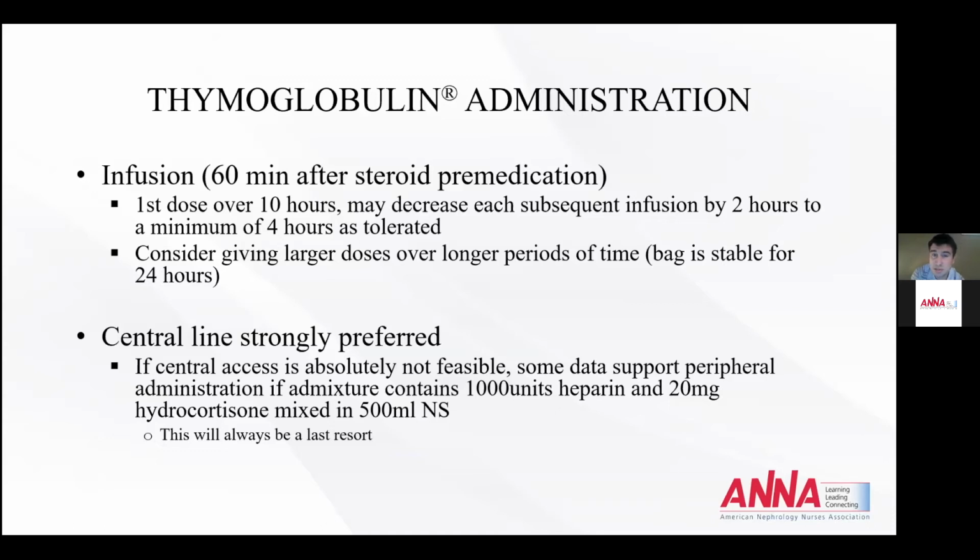You have to have a central line. I know they say you shouldn't, or there's ways to get around it if you look at the literature, but really we always place PICCs or have a central line to give this. So there's a thing down there, I'm not going to go into it too much. There is a way, if you need to use a PIV, what you should do with heparin and hydrocortisone, but it's a last resort if they have no other vascular access or you can't get a central line in.